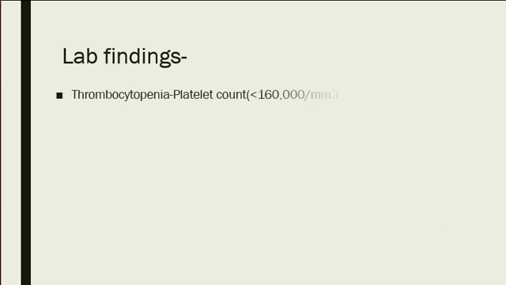Now, in our lab findings, the first thing that we have here is thrombocytopenia. So this is because of two reasons, right? The fall in platelet level below 1,60,000 per mm³ is either due to, one, splenic congestion that we have already seen, and two, due to the decreased production of thrombopoietin in the liver, right? So that would lead to a decreased platelet count.